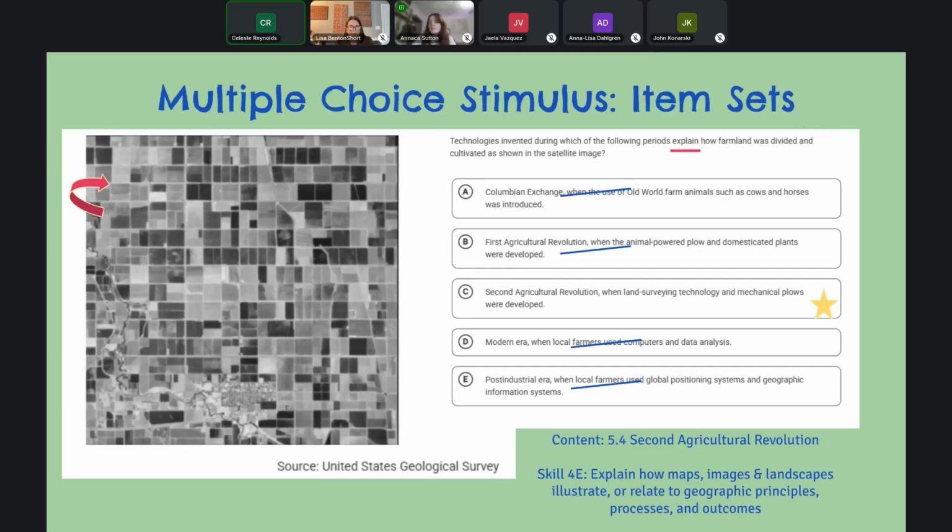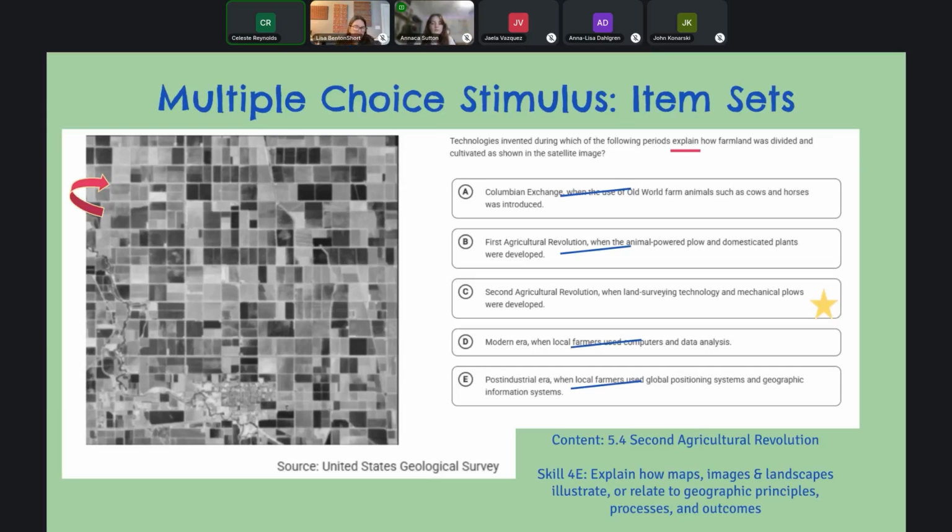And then going back and reading through the question, and this is an explain. So this question is coming from Unit 5, and you're walking your students through it, saying: technologies invented during which of the following periods explain how farmland was divided and cultivated as shown in the satellite image. So you say, okay, where's this coming from? Unit 5. Awesome. Great job, guys. So where's our tasking verb? It's explain. Okay, so this is a more advanced question.